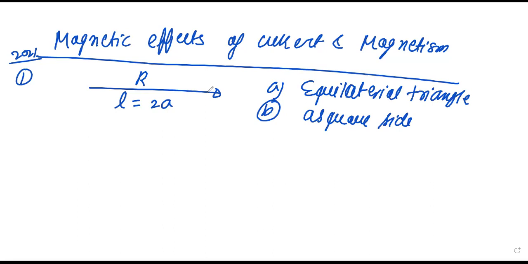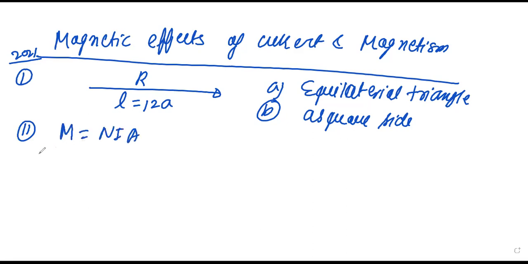So see the length of the wire is given, that is 12A. So it is not 2, it is 12. Resistance is R, current is I. So for the equilateral triangle, side is A. And so the magnetic dipole moment for the triangular coil will become, so see the second part of it. It will be M equal to NIA.